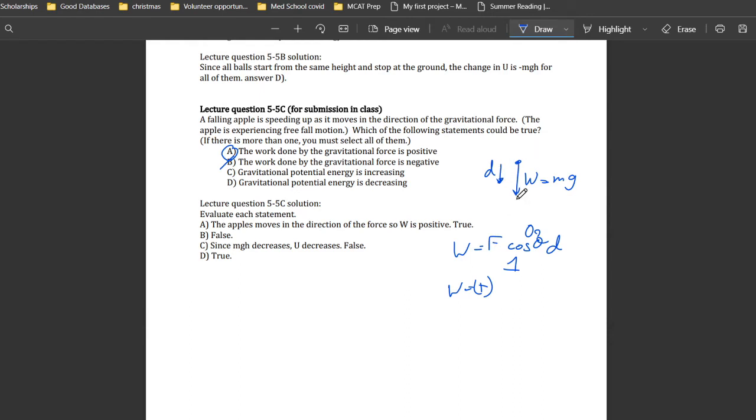when both the force and the displacement are in the same direction, the work done by the gravitational force, so we're considering the gravitational force, the work done by the gravitational force is positive. So let's consider our next set of answer choices, C and D.